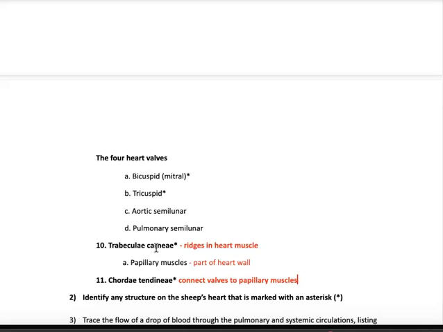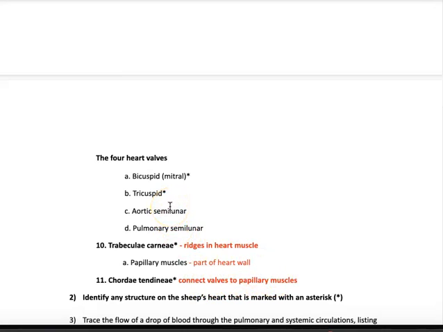A couple other structures. The trabeculae carneae are the ridges in the heart muscle, and they're identified on a picture. So when you look at the ventricle, you'll see these ridges in the myocardium or the heart muscle wall. Those are trabeculae carneae. The papillary muscles are part of this trabeculae carneae. They're an extension that attaches and helps the valves contract. So you've got the valves, then you've got these chordae tendineae that connect the valves to the papillary muscles.